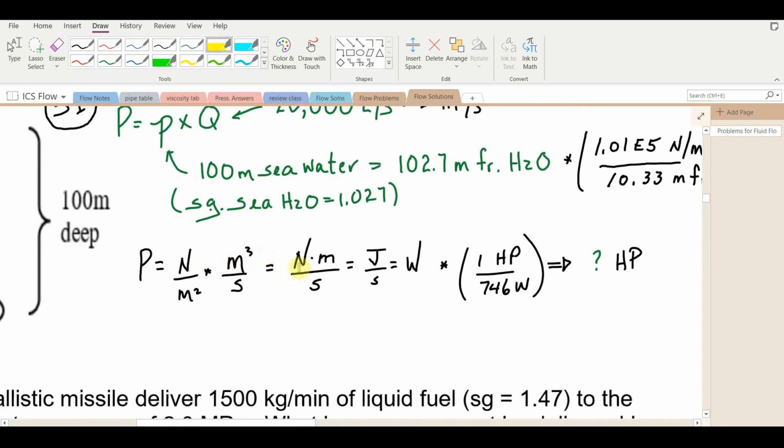Multiplying those units, you get Newton times meter per second. A Newton times a meter is a joule. A joule per second is a watt. We're asked to calculate that in horsepower, so you divide watts by 746 because there's 746 watts in a horsepower, and you get the answer in horsepower.